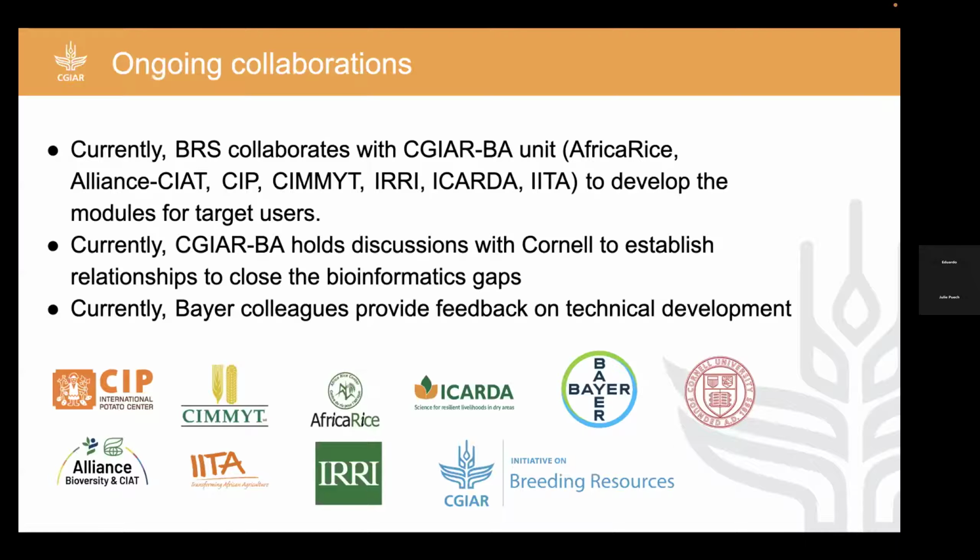There is ongoing collaboration. This is my last slide. Currently, of course, this is a collaboration with these different CG centers that have biometrics capacity to develop the modules for the target users. But also, we've been having a couple of discussions with our Cornell partners to see how we can have a closer relationship to close the bioinformatics gaps, and also some additional conversations with the bioinformaticians from the different centers, although this is more in the hands of breeding resources. And we still get some good feedback on the technical aspect from our private sector partners like Bayer.